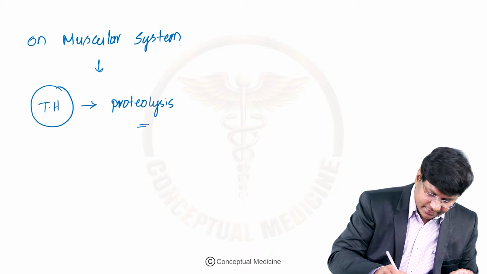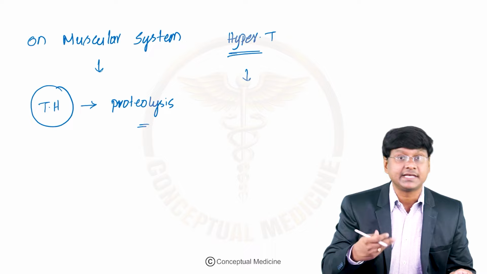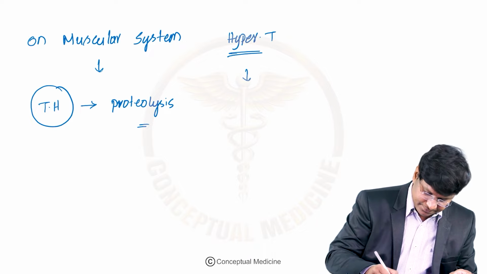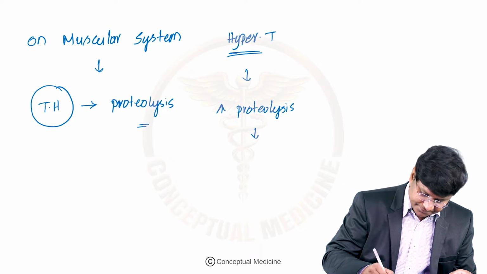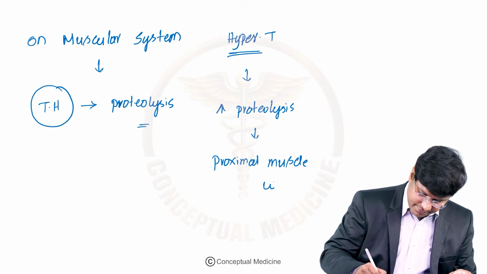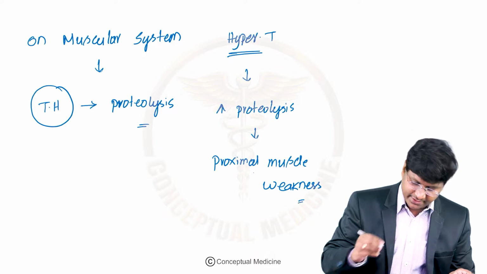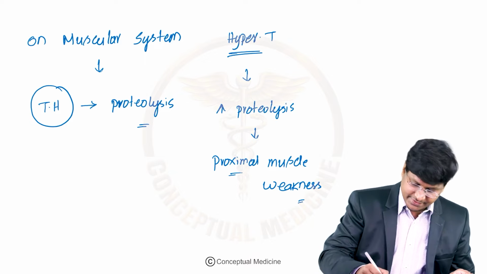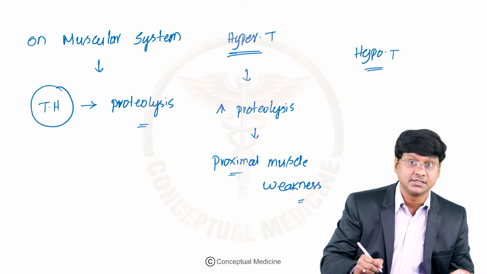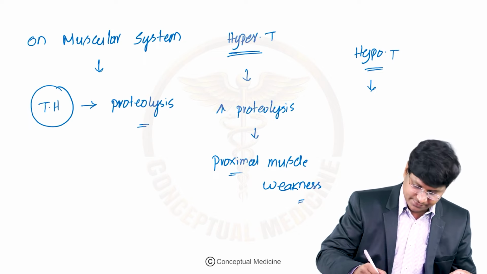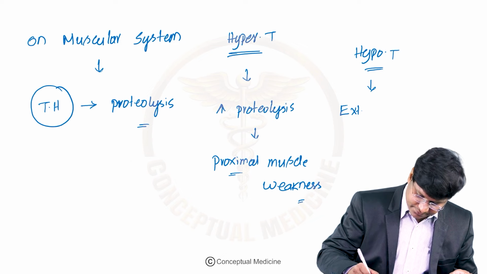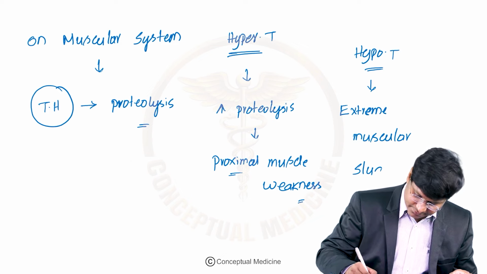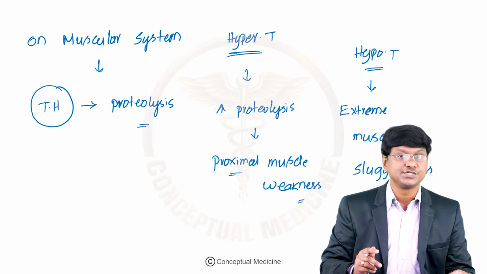So in hyperthyroidism, what will happen? In hyperthyroidism, remember that there is excessive proteolysis. And because of this excessive proteolysis, the individual will have proximal muscle weakness, because muscle is made up of protein. That is what you will have in patients with hyperthyroidism. Whereas in patients with hypothyroidism, there is no protein metabolism at all in the muscle. The individual will have extreme muscular sluggishness. That is what you will have in patients with hypothyroidism.